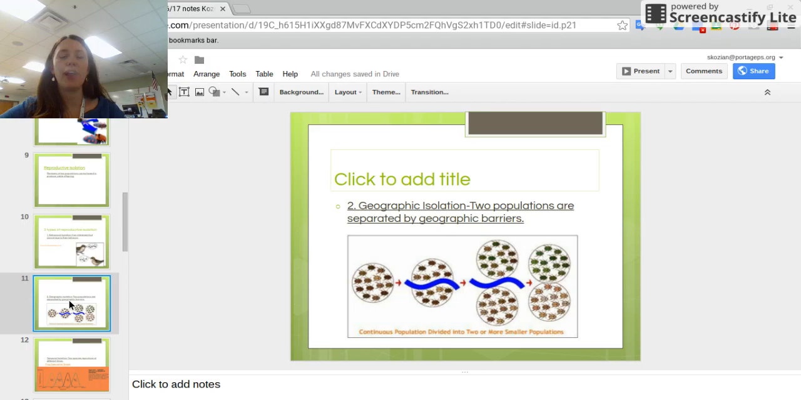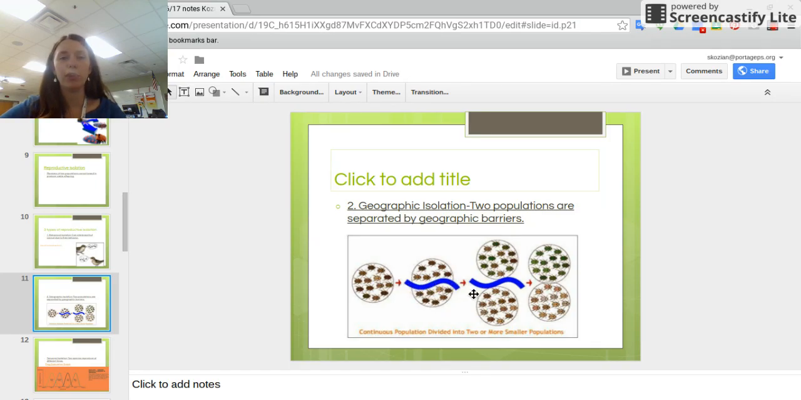The second one is geographic isolation. This is where you've got one common gene pool, and it gets split up into 2 or more gene pools by actual physical barriers. This picture right here, you guys can see we have our initial group of bugs, and we've got some dark brown bugs and light brown bugs, and then something happens where they're cut off from each other, and now we have 2 gene pools that can't interbreed with each other.